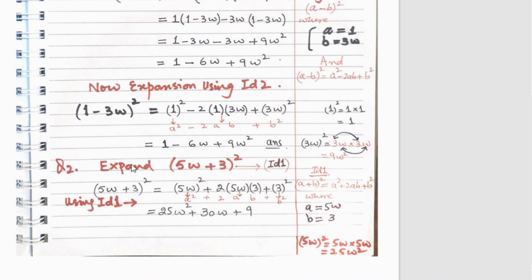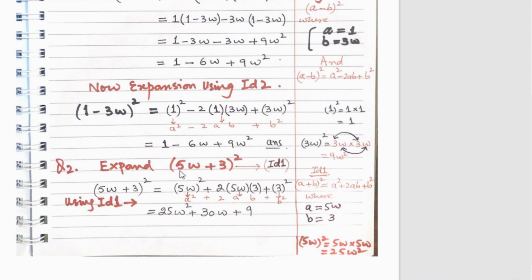Expand 5W plus 3 whole square. It will be given in the question when you are in the examination hall and you get your paper. In your paper, it will be written: using identities, expand this term. So we will use which ID? The plus sign is telling us this is A plus B, and whole square is telling us this is ID 1, which is A plus B whole square.